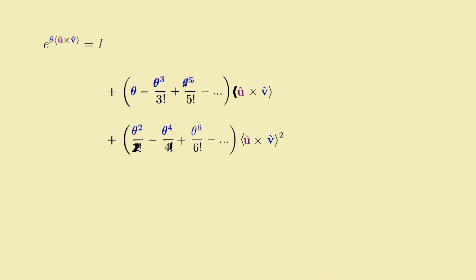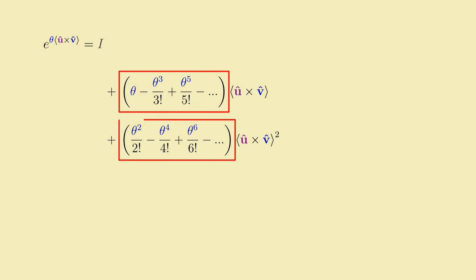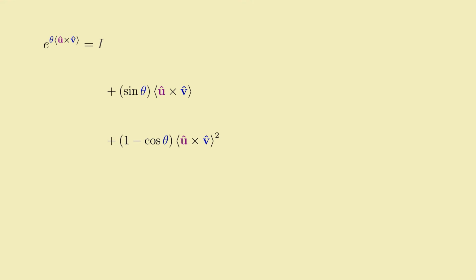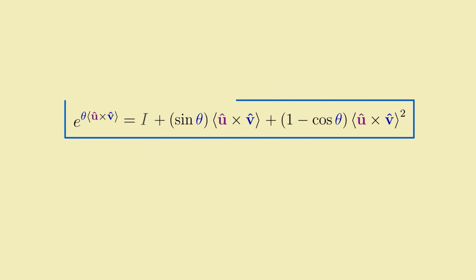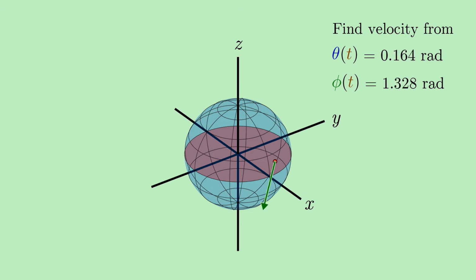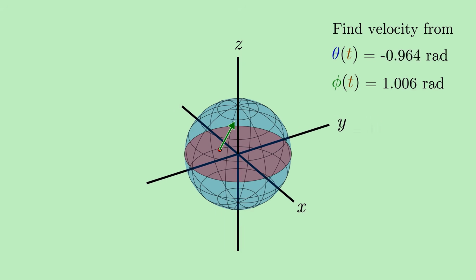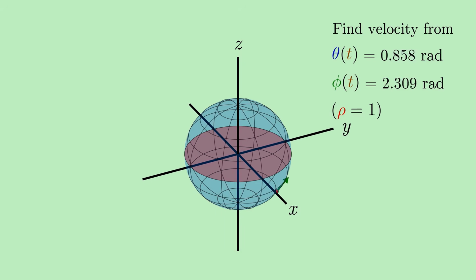In this video, we'll develop a formula analogous to the classic Euler's formula that provides an easy way to calculate e to the theta G for any tilt product matrix G, as well as show how to use these matrix exponentials to solve a concrete problem.